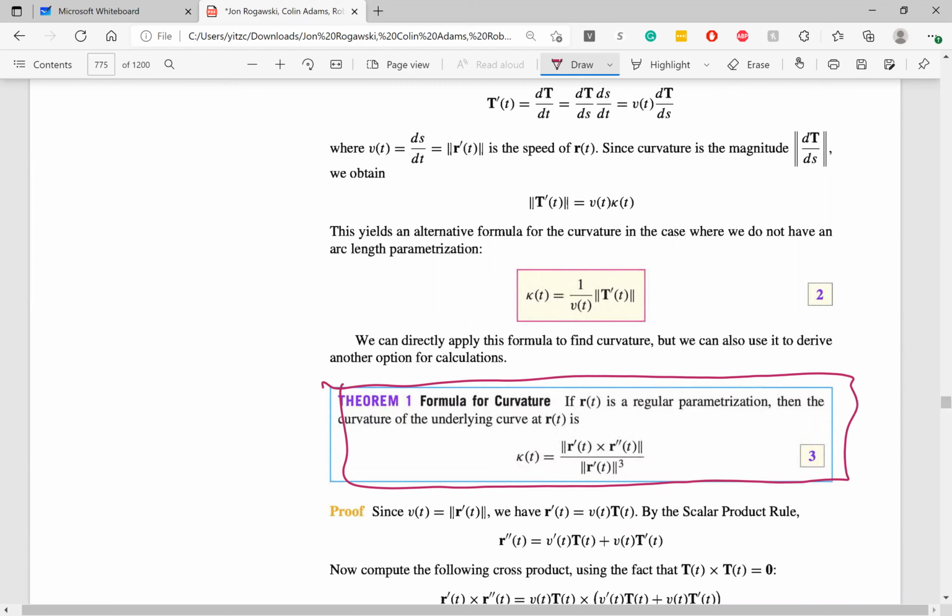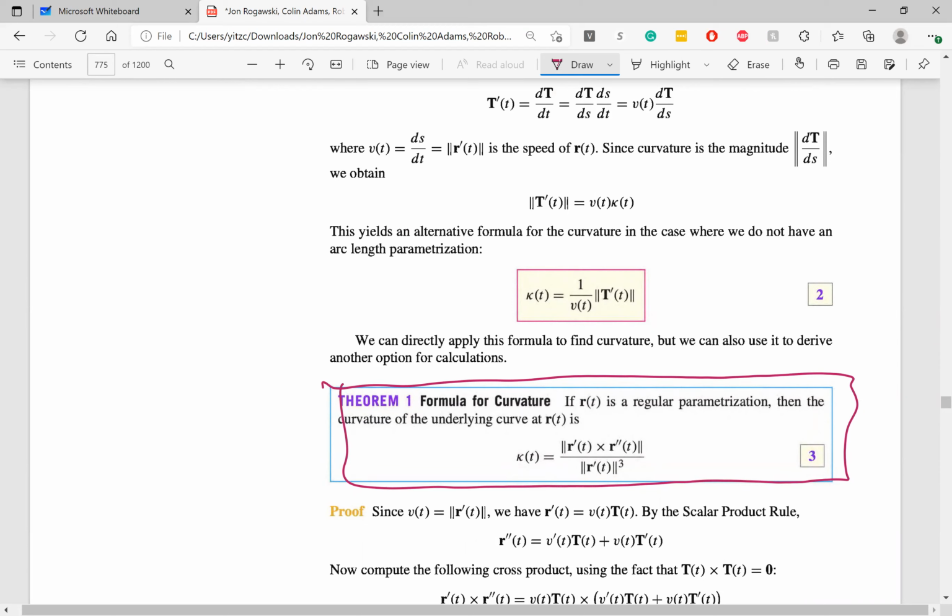This is your curvature. And what is this? It's the magnitude of r prime of t cross r double prime of t, right? So you take your r, you take its derivative, that's your tangent vector. You cross it with the second derivative. Why do you do that? Well, I'll get to that in a second. And then you divide by the magnitude of r prime of t squared. That's the formula. So if someone asks you for the curvature of a curve, this is the formula that you use.